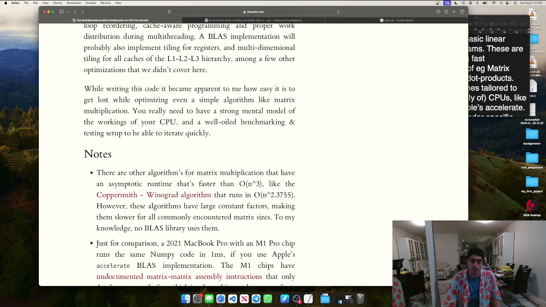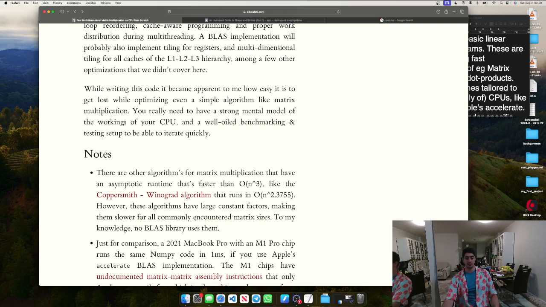Note, there are other algorithms for matrix multiplication that have an asymptotic runtime that's faster than O(n cubed), like the Coppersmith-Winograd algorithm that runs in n to the power 2.3755. However, these algorithms have larger constant factors, making them slower for all commonly encountered matrix sizes. To my knowledge, no BLAS library uses them.